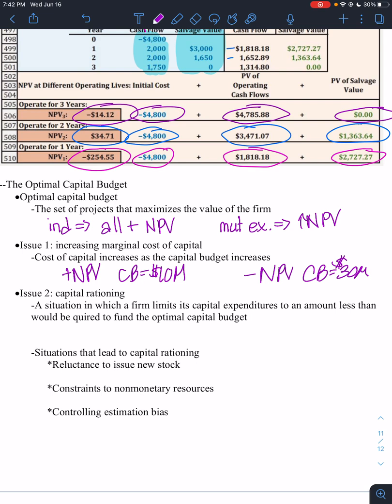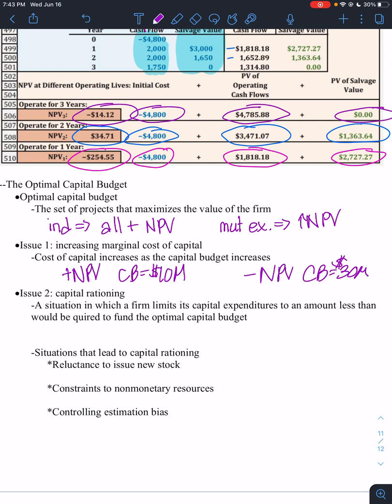It's a real thing. Third and final reason is what's called controlling estimation bias, meaning that we know managers are going to be overzealous about the projects they want to pursue, right? Every project is going to be the best and the greatest and the most wonderful project ever, and fund my project and not his project because mine is better. Well, one way to tamp that down is to limit the amount of money they can spend. And that's probably not a very good tool to use for that, because again, you are leaving money on the table by doing so, possibly. But it is something that we do see in practice.